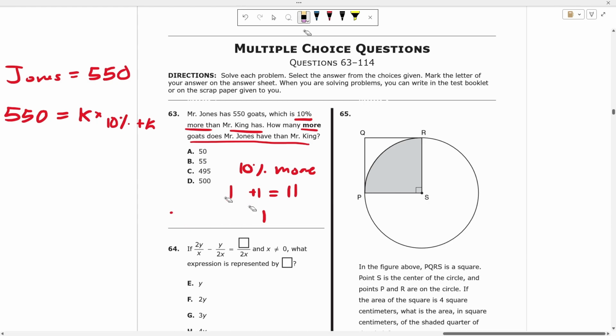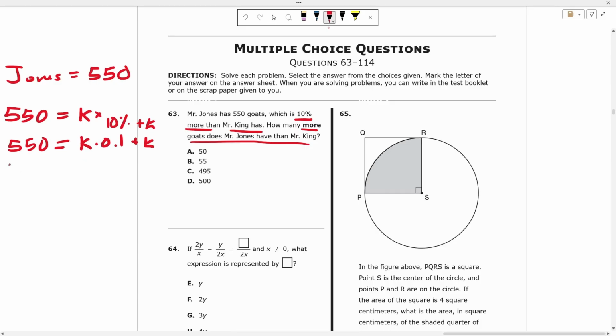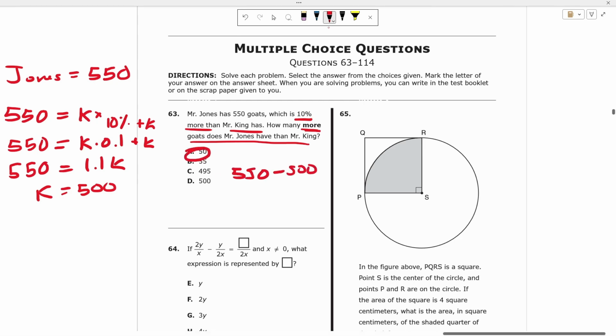So notice how whenever you have to deal with percents, you are taking the percent of something and adding it back to the total. So in this case, we're taking 10% of what Mr. King has and adding it back to King. So 550 is equal to K times 0.1 plus K, or 550 is equal to 1.1K. And Mr. King has 500 goats. Now it's asking how many more? So 550, which is what Jones has, minus 500 is going to give me 50 more goats.